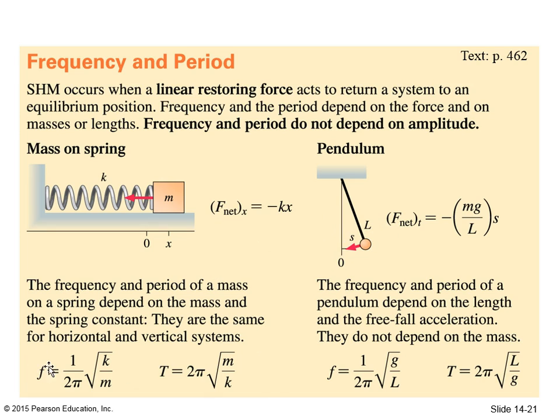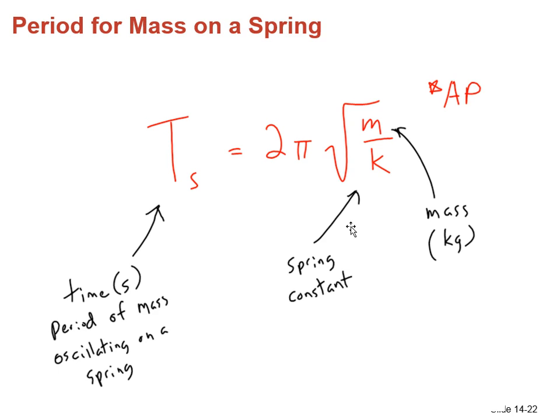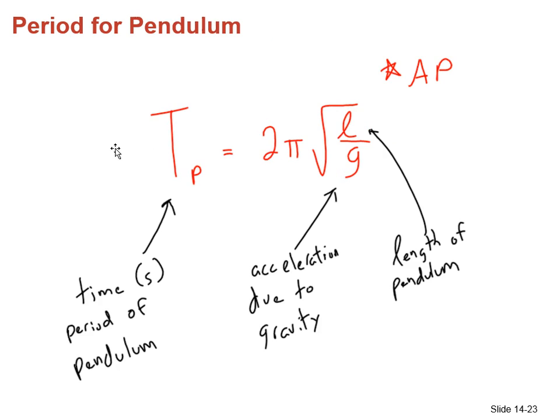Then these were the formulas that related the frequency and period of pendulums and springs. What's on your AP formula chart is this formula right here, that the time period of a mass on a spring is equal to 2 pi square root of m over k. K is the spring constant, m is the mass, and as I mentioned a second ago, T is the time period. This is the time period of something moving back and forth on a spring.